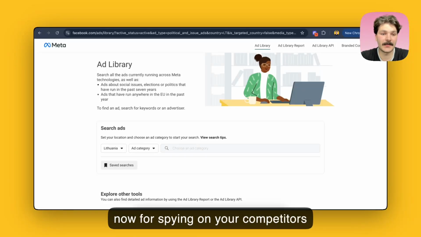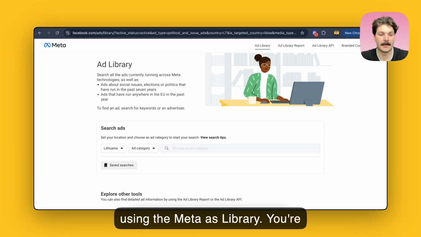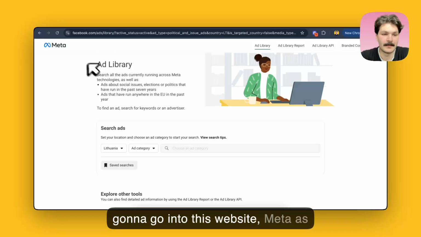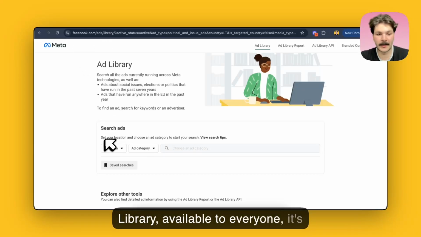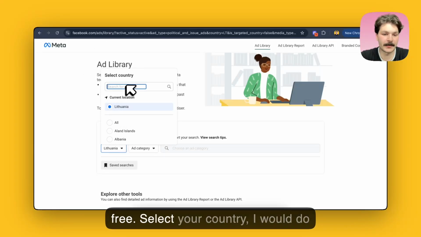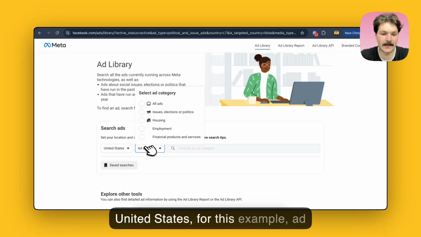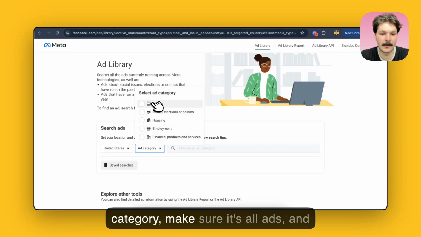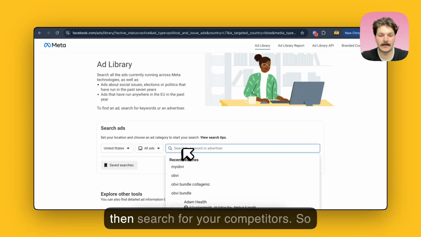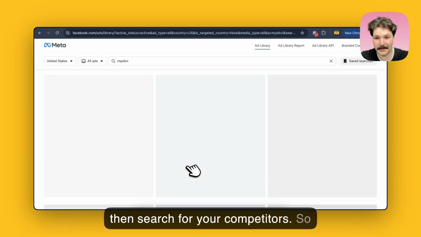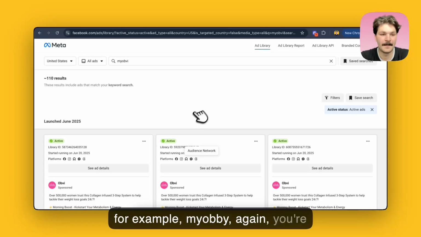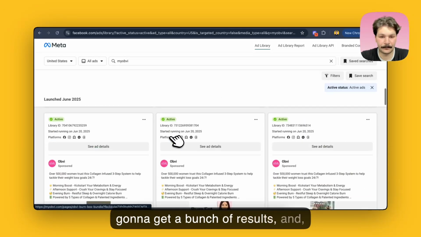spying on your competitors using the Meta Ads Library. You're going to go onto this website, Meta Ads Library, available to everyone. It's free. Select your country. I would do United States for this example. Ad category, make sure it's all ads, and then search for your competitors. So for example, MyObvi, again, you're going to get a bunch of results.